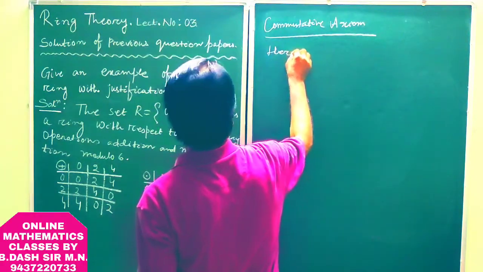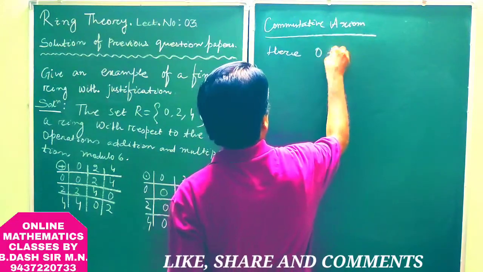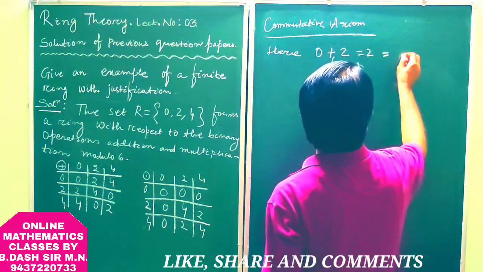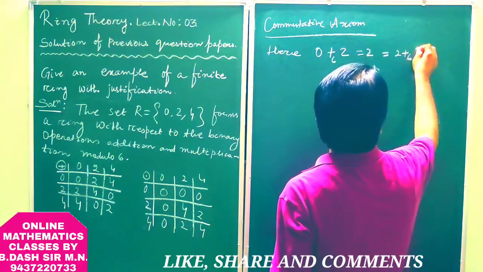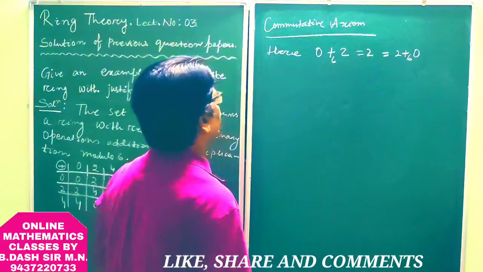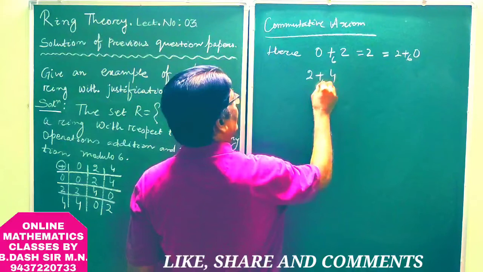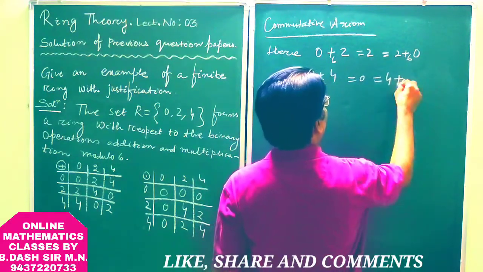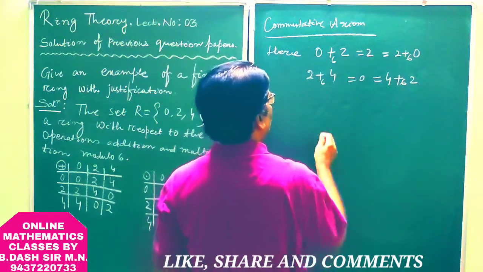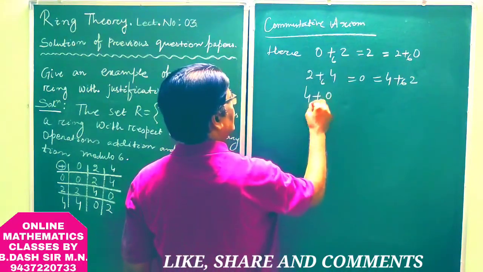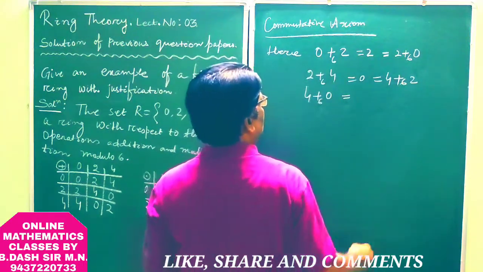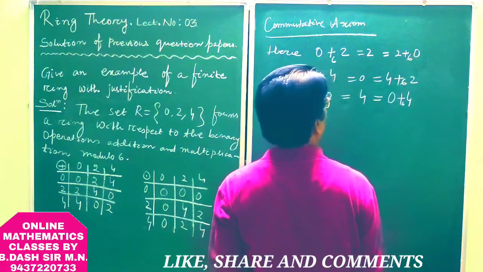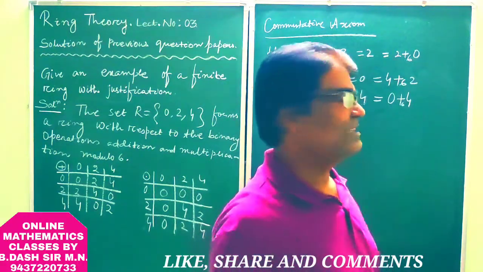Here, 0 plus 2 under addition modulo 6 is equal to 2, which is equal to 2 plus 0 under addition modulo 6. 2 plus 4 under addition modulo 6 is equal to 0, which is equal to 4 plus 2 under addition modulo 6. 4 plus 0 under addition modulo 6 is equal to 4, which is equal to 0 plus 4 under addition modulo 6. So we get the commutative axiom is satisfied.